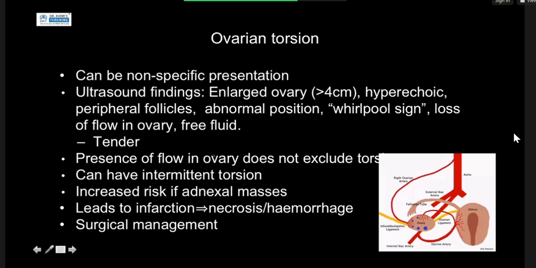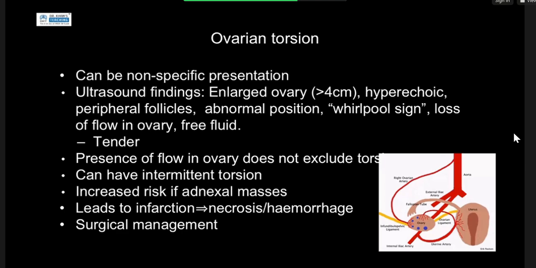It's important to be mindful that presence of flow in the ovary does not exclude torsion, because the ovary has dual supply. It has supply from the ovarian artery, which is a branch from the aorta, but also branches of the uterine artery also supply the ovary. So you may see flow because only one branch is compromised. So that's why ultrasound cannot exclude ovarian torsion. Additionally, they can have intermittent torsion where they're torting and detorting.